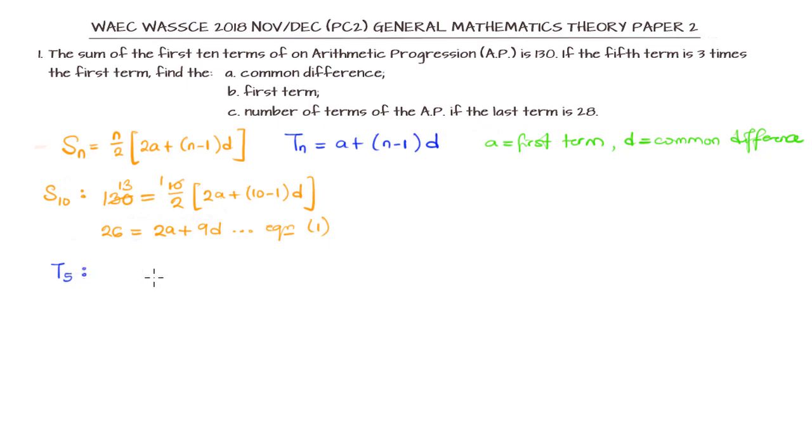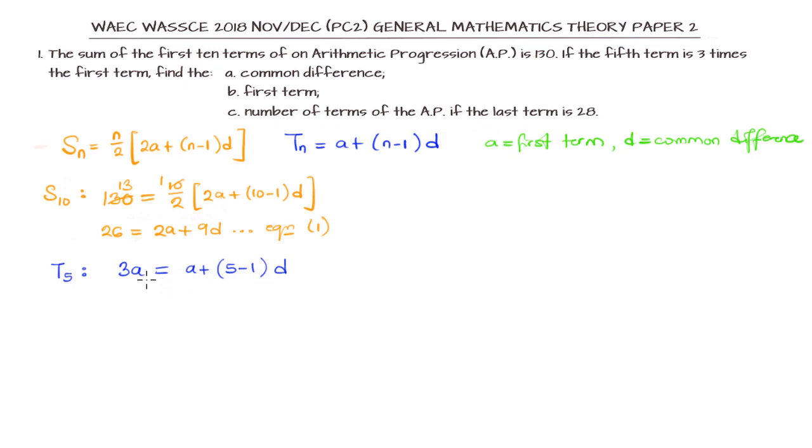Then we move on with our question, in which we are told that the fifth term, T5, is 3 times the first term. So normally, the first term is a, so the fifth term, being 3 times the first term, will be 3a. 3a is equal to, now the formula for the nth term, a plus n minus 1 d, where n is 5: a plus 5 minus 1 d.